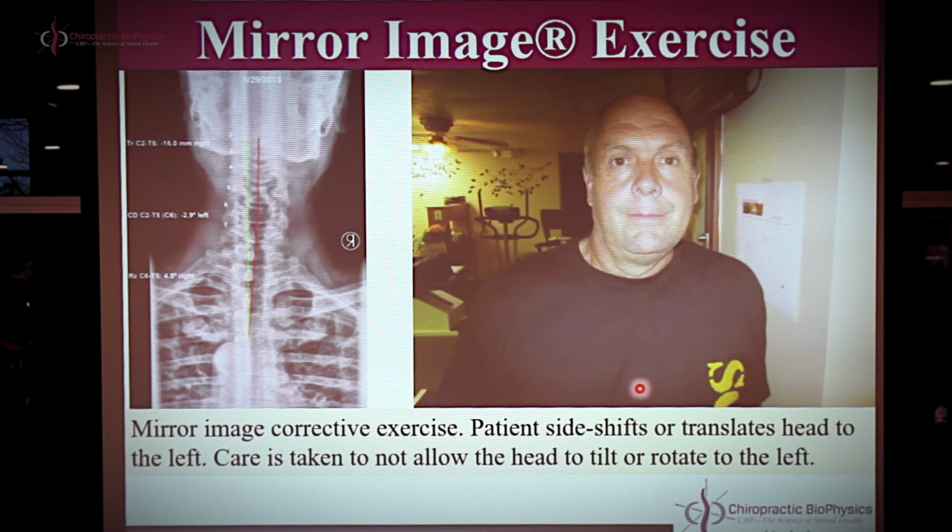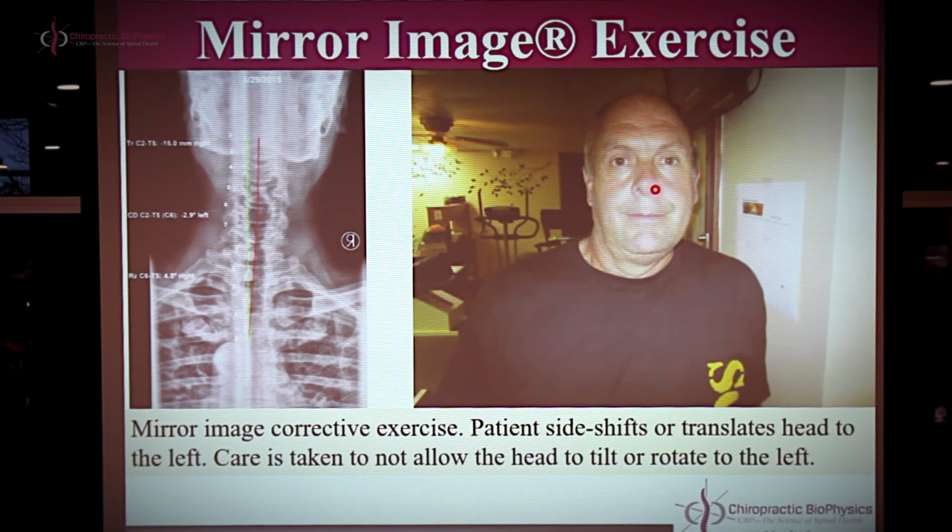So mirror image adjustments are done 3 times a week for 12 weeks. Here's the mirror image exercise. This is the actual patient doing it. If his head is translated to the right, we're going to teach him how to control his head and neck and use the muscles to appropriately shift his head and neck to the opposite side. This is not a rapid movement. This is a controlled, slow movement.